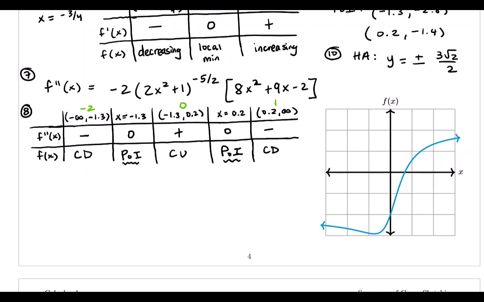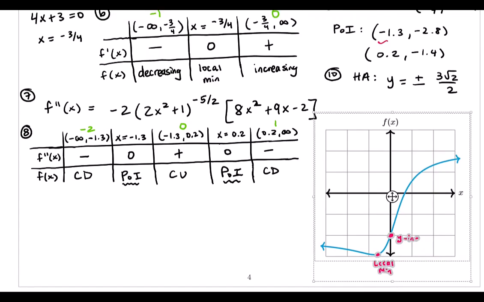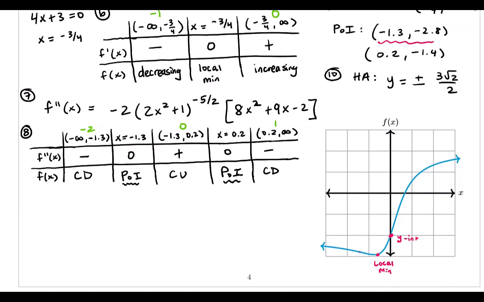All right, so here we have our graph. I'd like to highlight some points. Here we have our y-intercept. Here we have our local min. I know that we have a couple of inflection points. So this is one of our inflection points, which is going to be about here-ish. And then another at 0.2, -1.4 would be about here-ish.